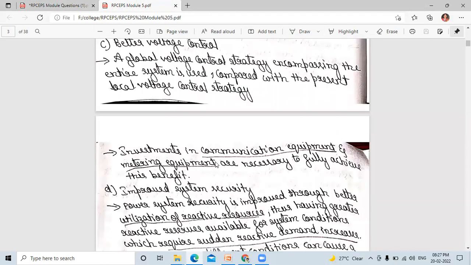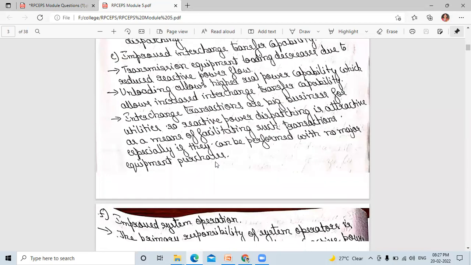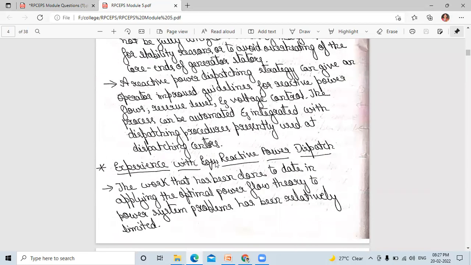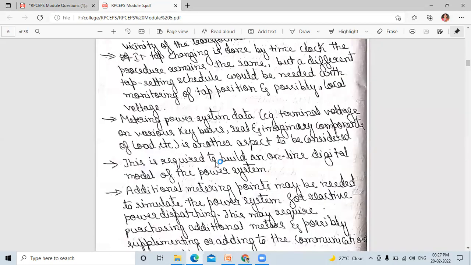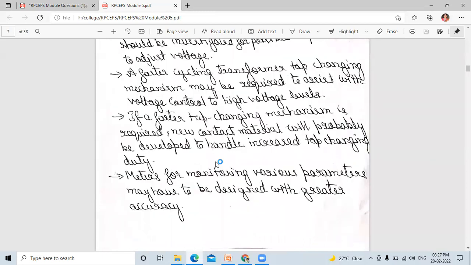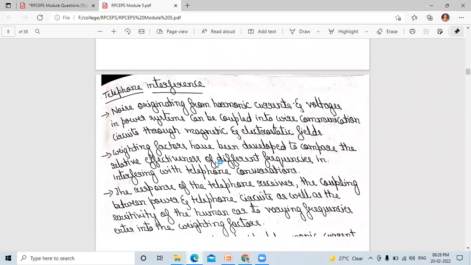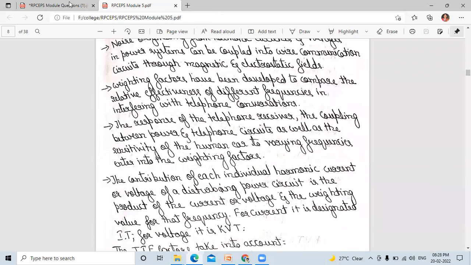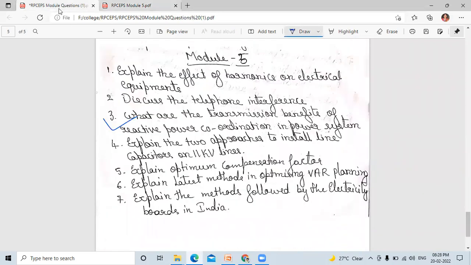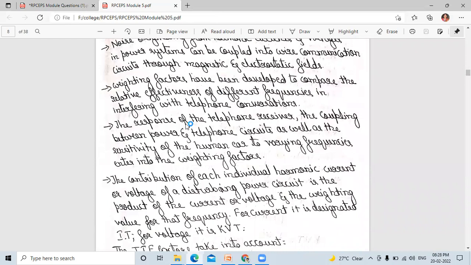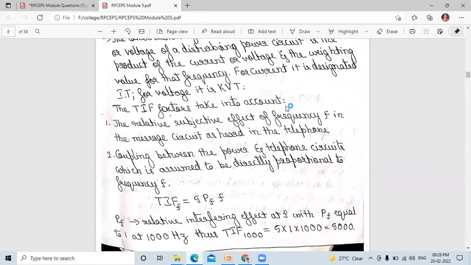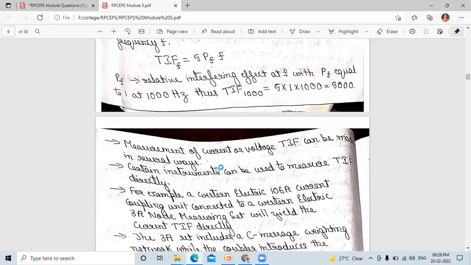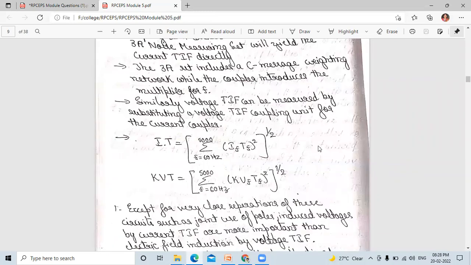Next. Telephone interference. They have asked a question like this. Discuss the telephone interference. If they ask for 5 marks, mention 5 points related to that. And if they ask for 10 marks, you need to mention more points, even TIF factors taken into account. This also you can mention to get full marks, because if they ask for more marks, you need to write. And these equations are also important.